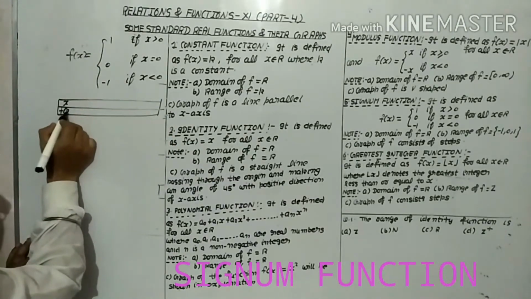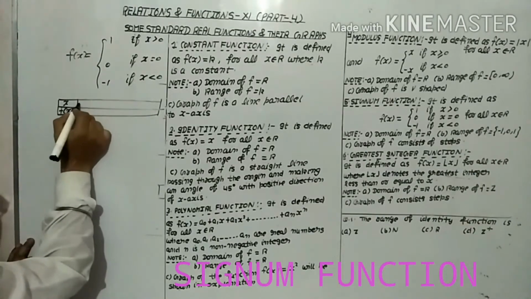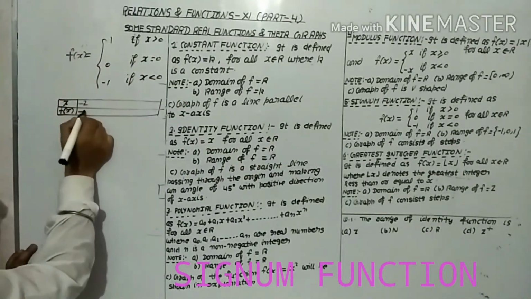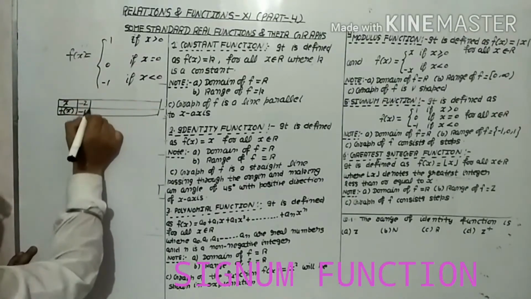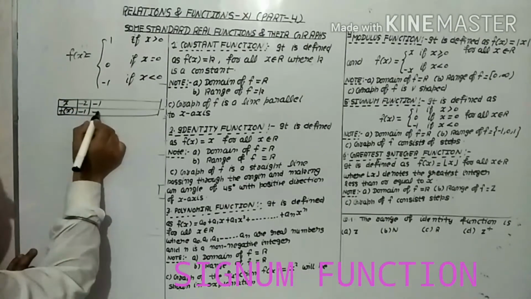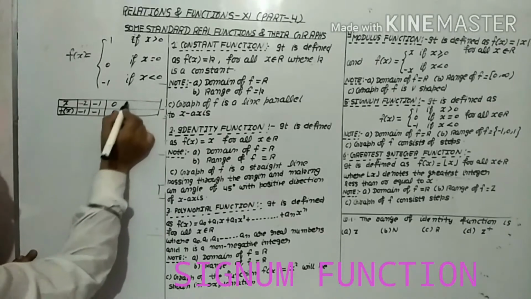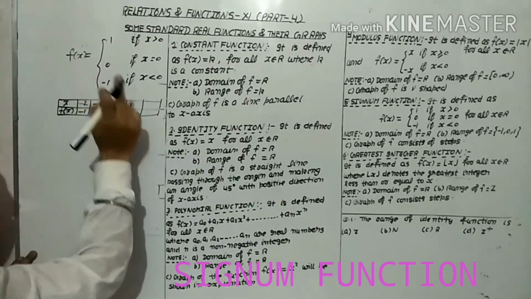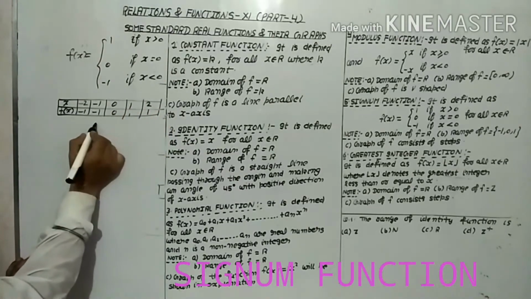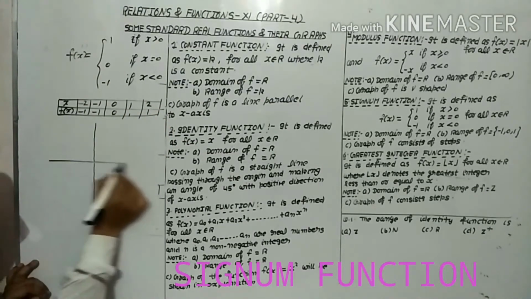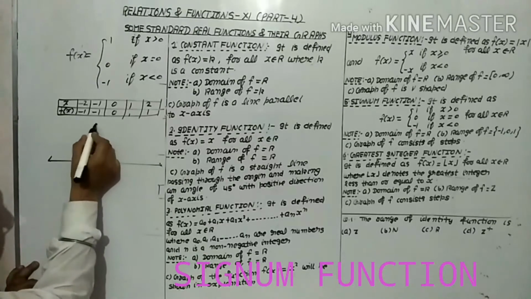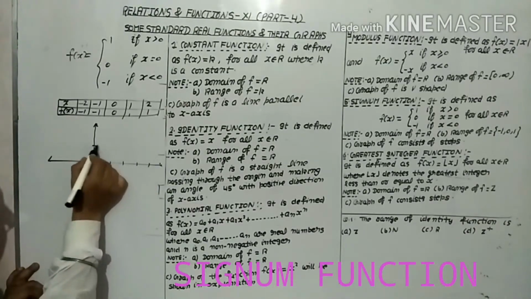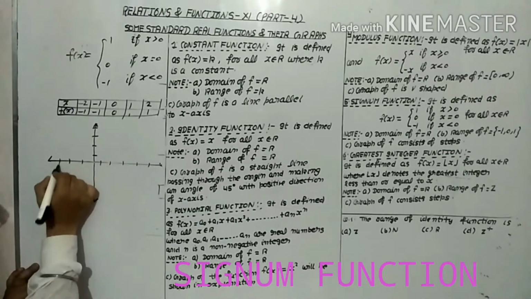This is x, f(x). If I take the negative points, minus 2, look at this: the value will remain minus 1 only, because this is the fixed value. Minus 1, value will remain minus 1 only. At 0, it is 0. At 1, it is 1 only. And at 2, this is again 1. Once you draw the graph of this, what will be the resultant? Let's see: 1, 2, 3, 4.